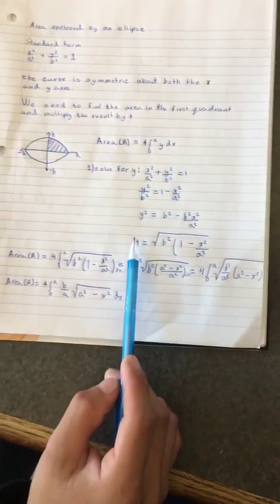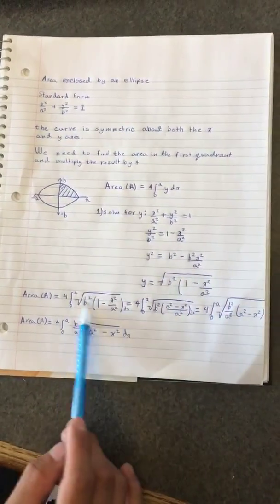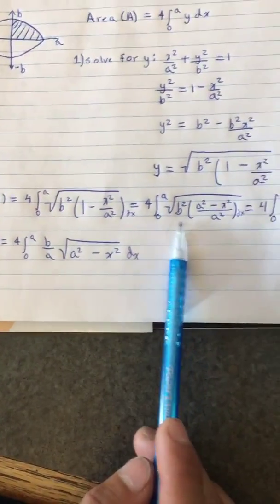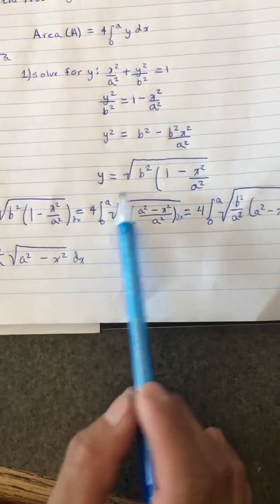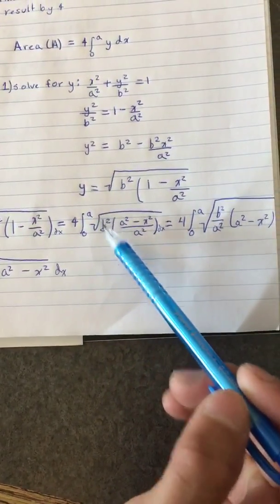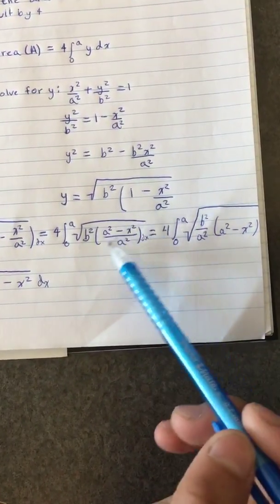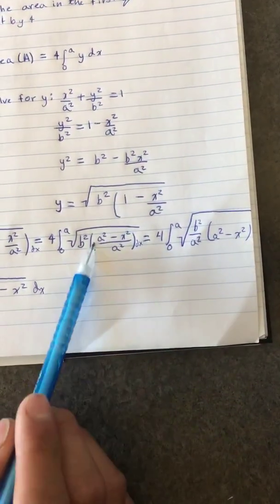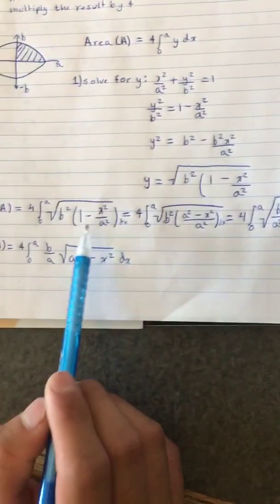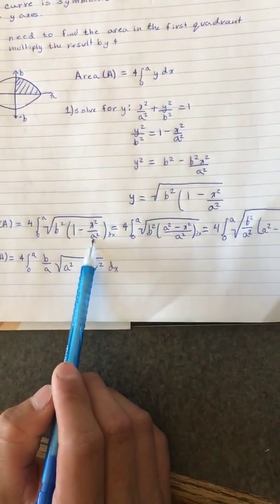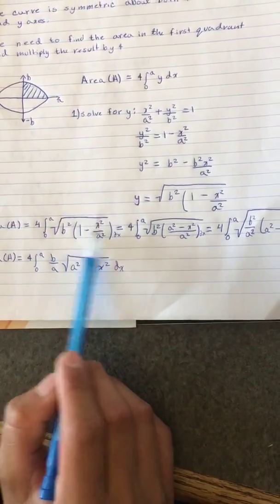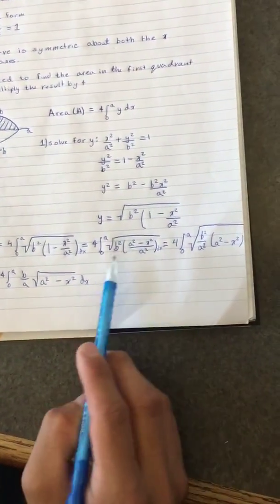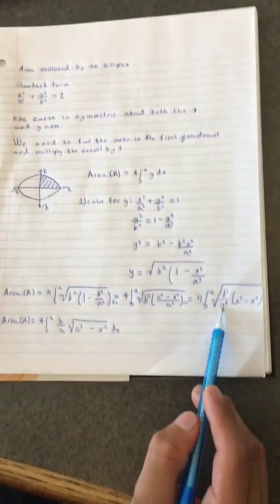We substitute what we got right here back for the y dx, and then we just solve for it. So it'd be 4 times the integral from 0 to a of the square root of b squared over a squared times a squared minus x squared dx. We got this because 1 is equal to a squared over a squared, and we just subtracted to combine them.